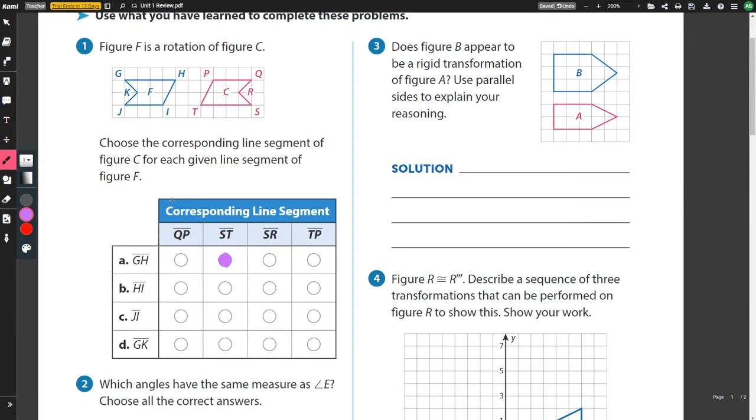Okay, next one is HI. Looks like it's 2 down and 1 across. So let's see. QP, 1, 2, nope, it's too long. SR, 1 and 1, nope. And TP, 2 and 1, yep. Now if I look at GH and HI, they both have H. So I have ST, SR, and TP. It would have been either SR or TP because they share a letter.